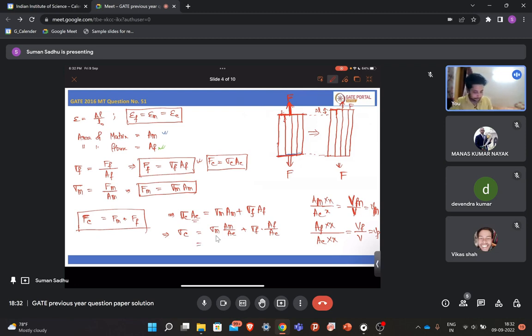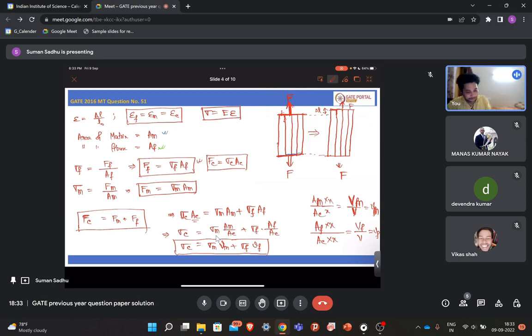So it will be sigma_m into V_m plus sigma_f V_f. Sigma_c is this one, right? So now this is stress. This is not elastic modulus. So now what is the relationship between stress and elastic modulus? Sigma is E into epsilon, right?